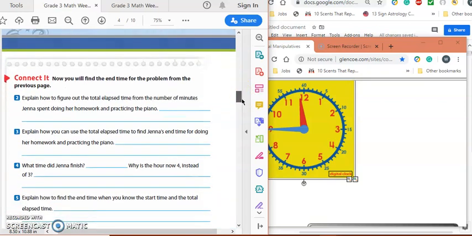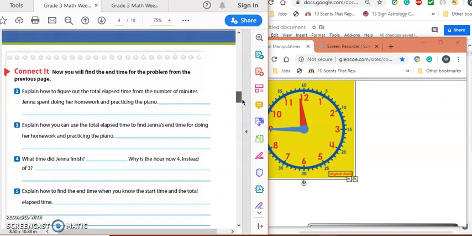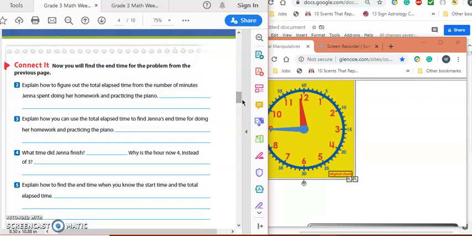Now to make connections. In this section, we're going to find the end time for the problem from the previous page. We're going to explain how to figure out the total elapsed time, that's the time that has passed, from the number of minutes Jenna spent doing her homework and practicing the piano.